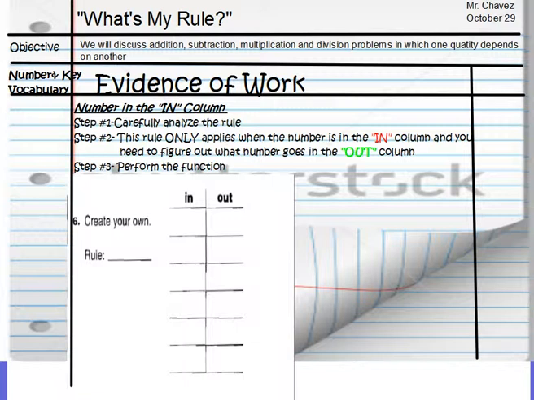Okay, let's get ready to go. For this What's My Rule box, we're going to first start with the in column. We're going to be given a rule. In this rule, it's multiplied by 4. And then normally we're going to have many numbers. I'm going to do 2, 3, 4, 5, and then I'm going to do 10.